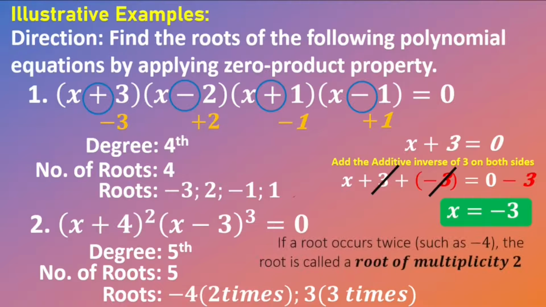If a root occurs twice, such as negative 4, the root is called a root of multiplicity. So negative 4 is a root of multiplicity 2, which means the equation has 2 negative 4 as roots. And 3 is a root of multiplicity 3, which means that the equation has 3 positive 3 as roots.